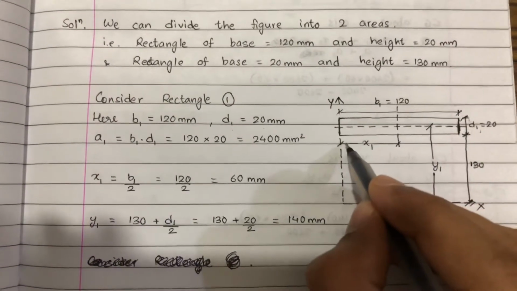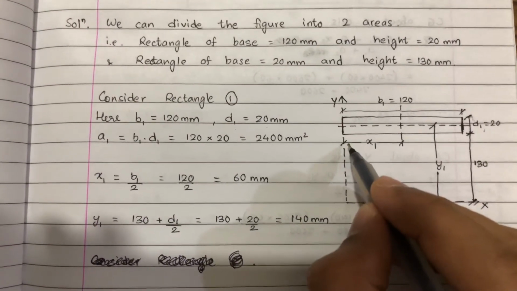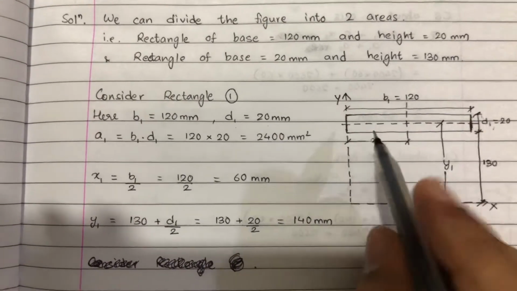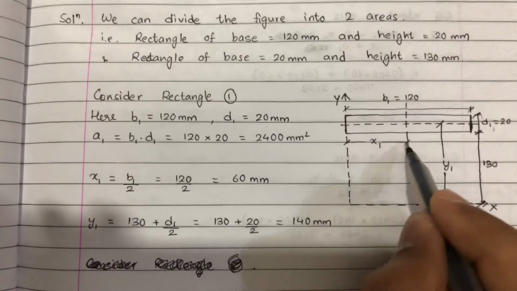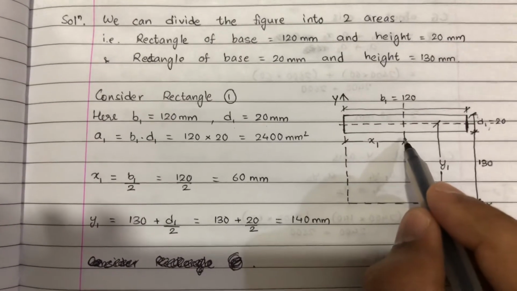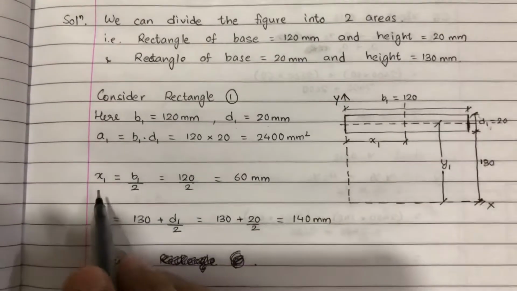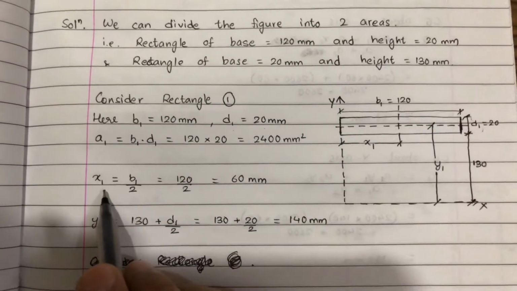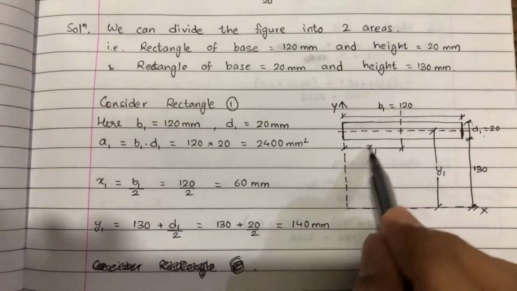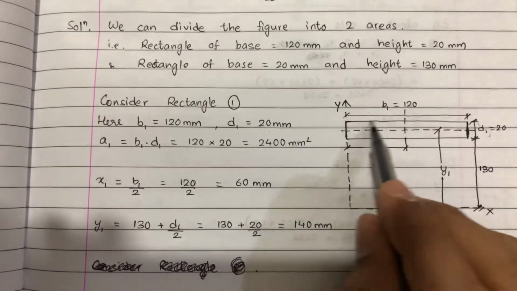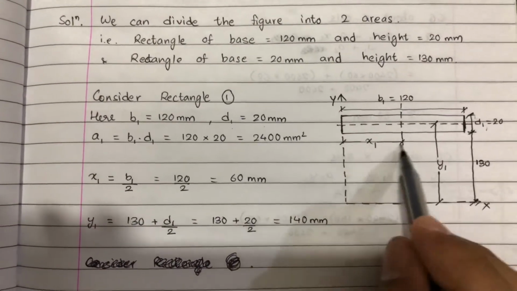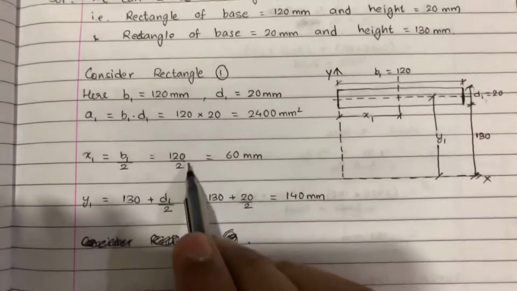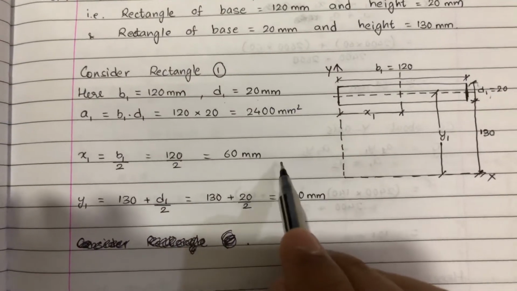Now, I have told you about the centroids of various shapes. For a rectangle, the centroid has to be at a distance of half. So this is x1. x1 has to be at half of the base. You can see this is x1 and this is the base B1. So x1 will be B1 by 2, that is 120 by 2, equal to 60 mm.